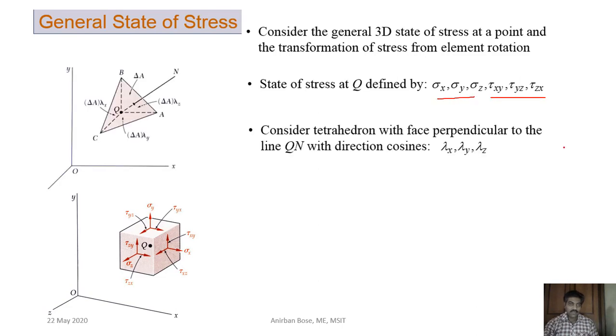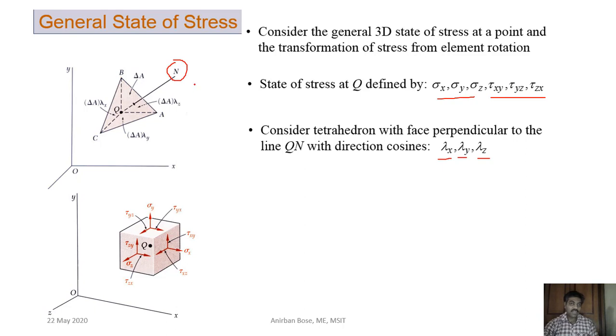In that case, what you can do, if you want to find out a particular orientation, let us consider this is one particular orientation. ABC is the plane, any orientation plane, and the direction normal to that plane, suppose that normal direction is represented by n. Let us consider its direction cosines are lambda x, lambda y and lambda z. This is the direction cosine of that arbitrarily oriented plane.